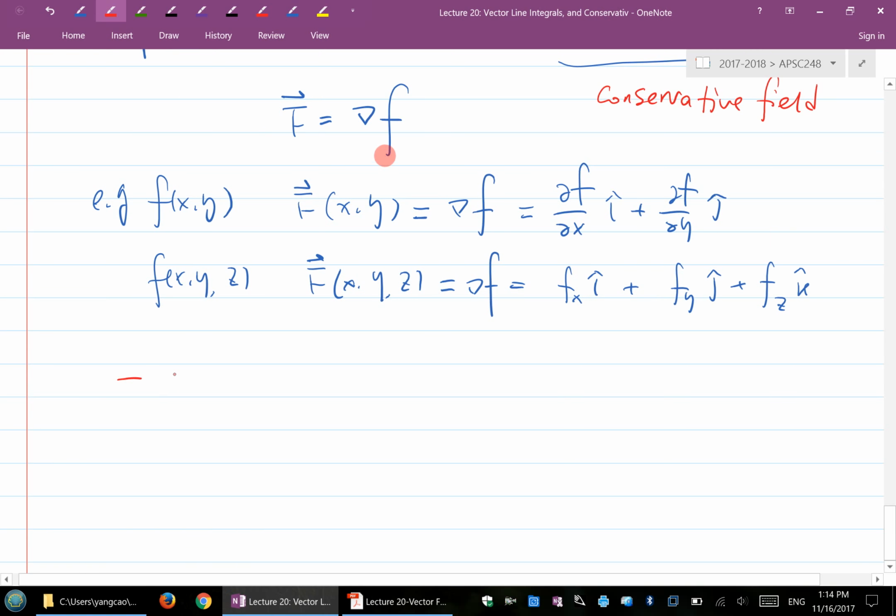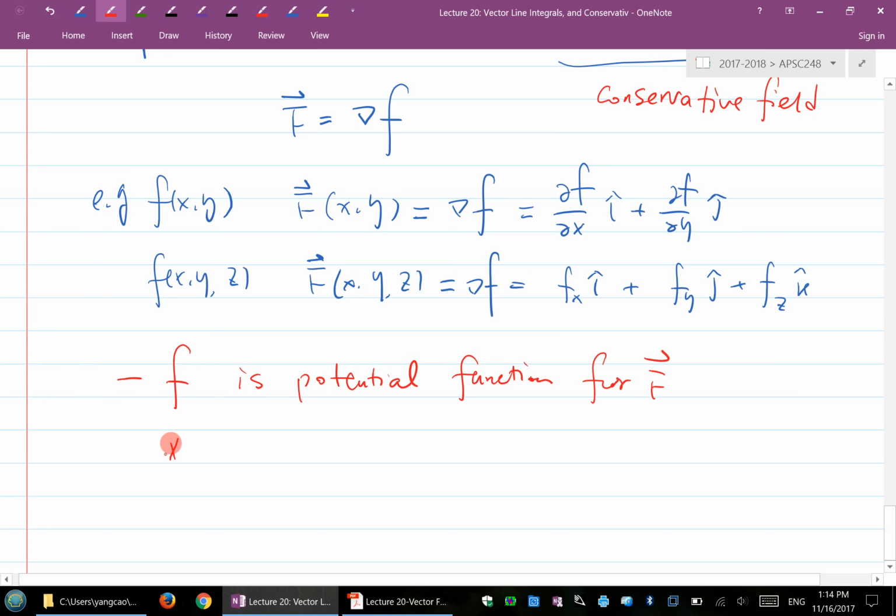A few comments in here. So this function f is called the potential function for this field F here. In your first year or in high school, we have actually come into contact with two very common conservative fields, or gradient vector fields.